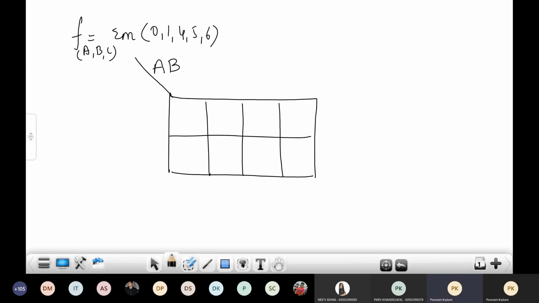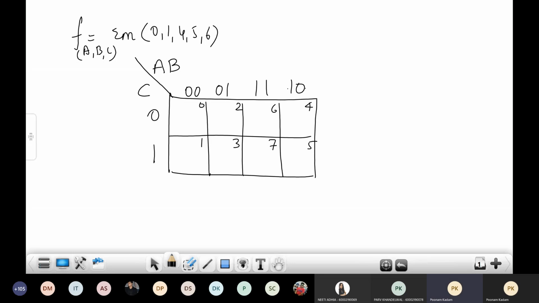So I'm writing A, B on this side, C on this side, 0, 0, 0, 1, 1, 1, 1, 0. Label it like this. And then write the min terms inside at the top of each cell. So 0, 0, 0 is min term 0, 0, 0, 1 is min term 1, 0, 1, 0 is min term 2, 0, 1, 1 is min term 3, 1, 0, 0 is min term 4, 1, 0, 1 is min term 5, 1, 1, 0 is min term 6, and 1, 1, 1 is min term 7.